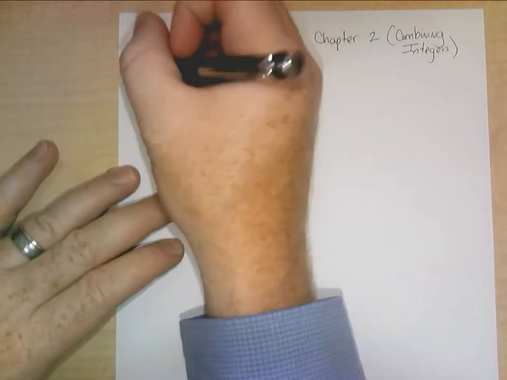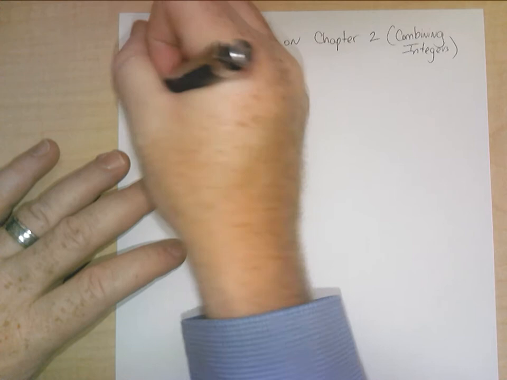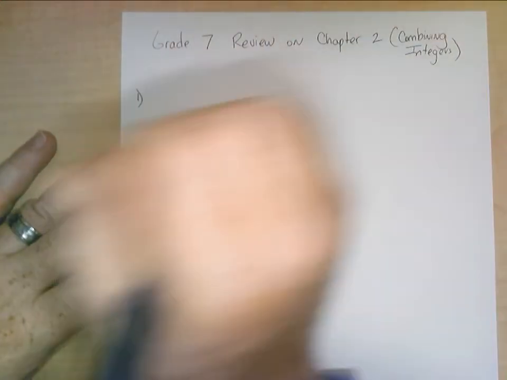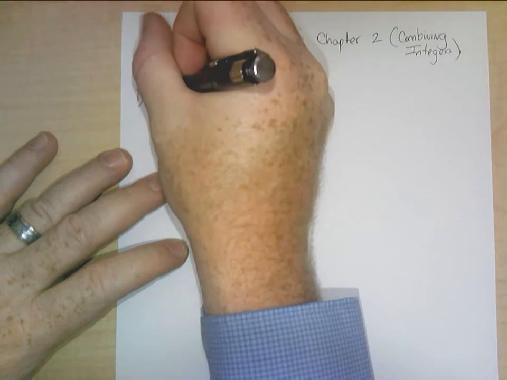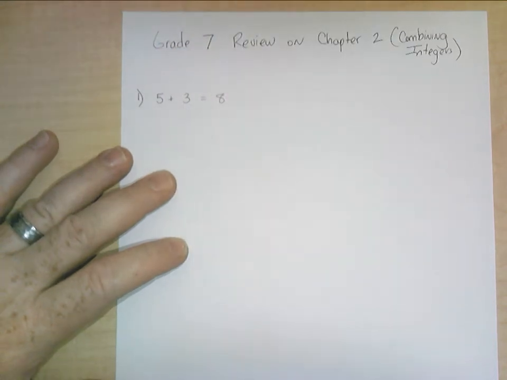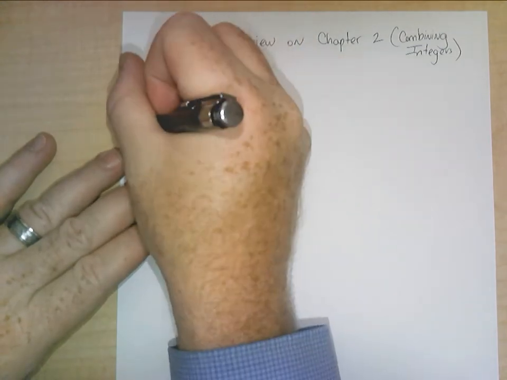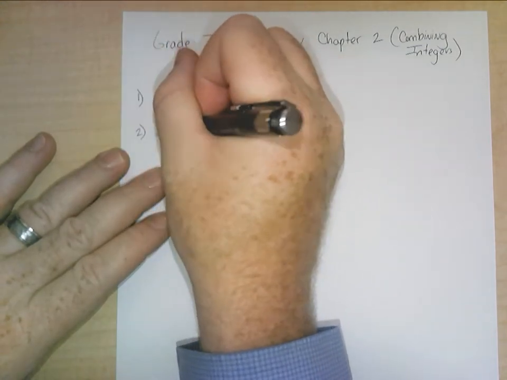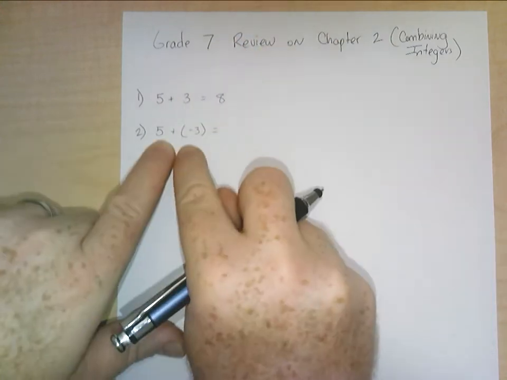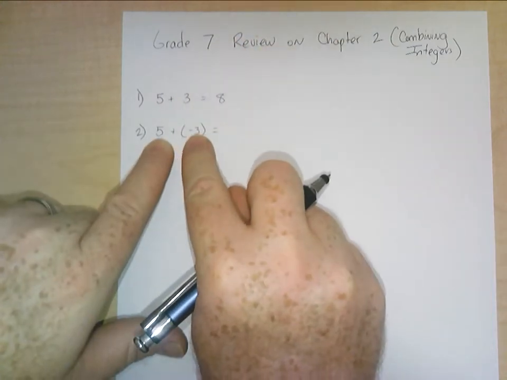First off is when we add integers, we typically are used to just adding and subtracting whole numbers. In this case, positive numbers, like 5 plus 3, right? But what happens if one of them is negative? Well, if one of them is negative, like let's say negative 3, you're not going to be able to combine those two because one's positive, one's negative, right?